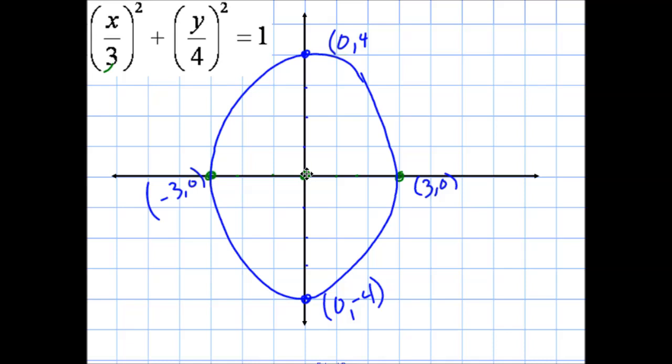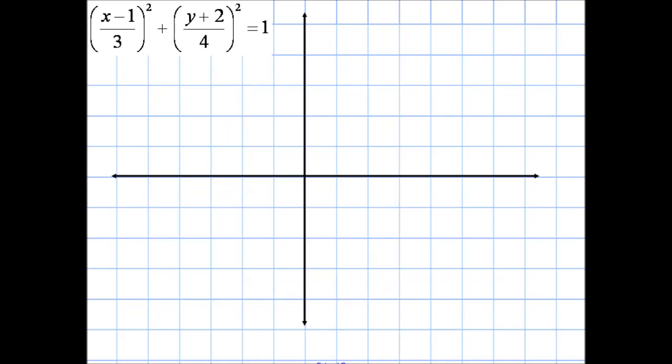All right, let's try one more. This one's shifted. My center is 1, negative 2. Remember, they switch signs. So I start there: 1, negative 2, and I put a dot. This is my x-axis, so I go 3: 1, 2, 3. 1, 2, 3. Put a dot, both directions, right and left.